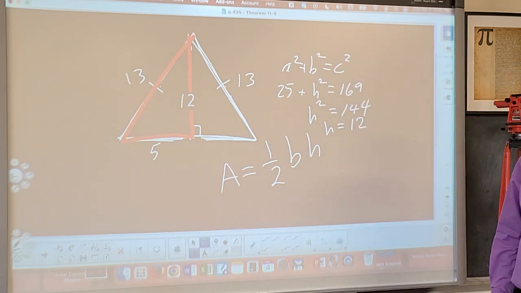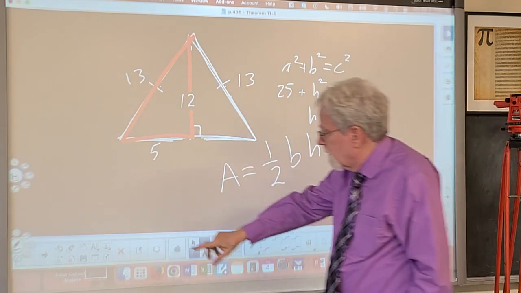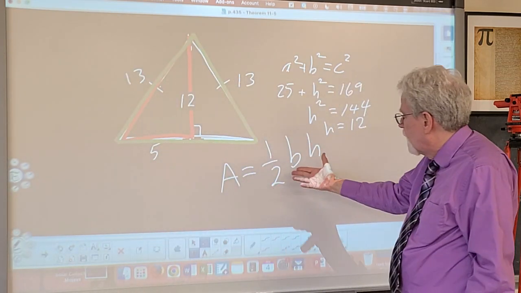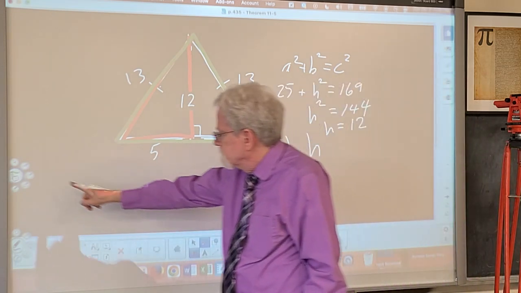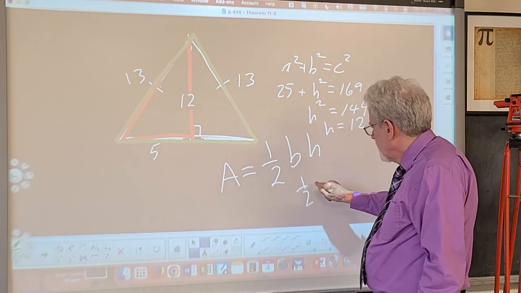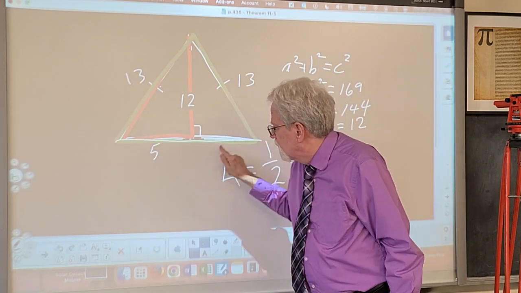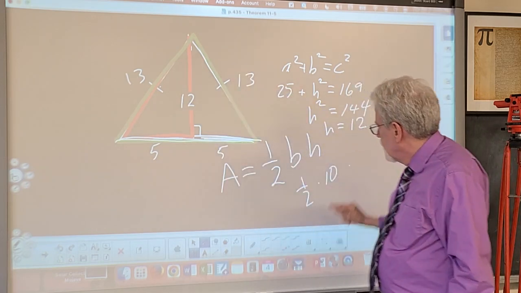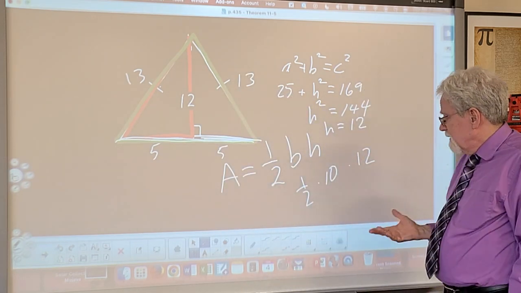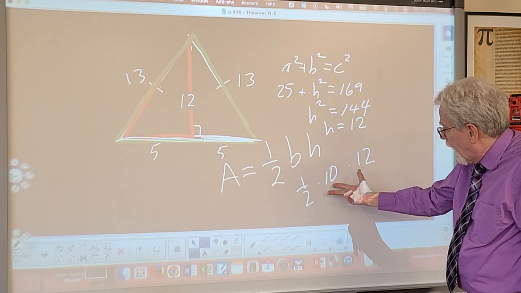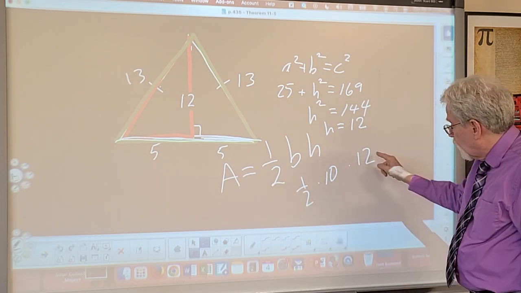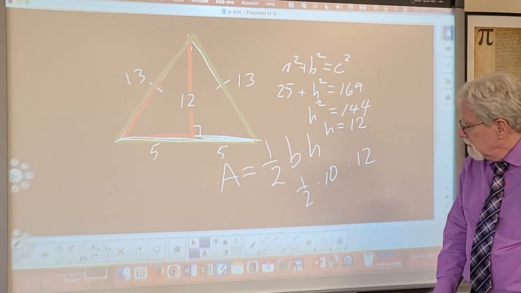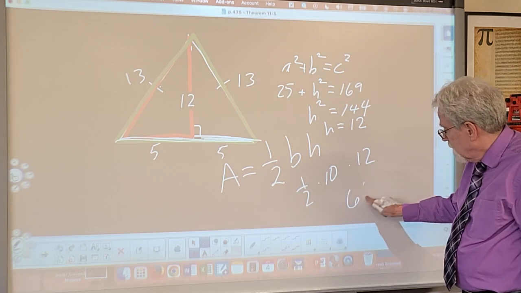We've got everything we need now. The area of the whole triangle, the area of the entire green triangle is 1/2 times base times height. That's 1/2 times the base, which is 10, times the height, which is 12. And again, you've got choices. You can take half of 10, that's 5 times 12. Or take half of 12, that's 6 times 10. Or multiply 10 times 12 and take half of that. No matter what you do, you're going to get 60.